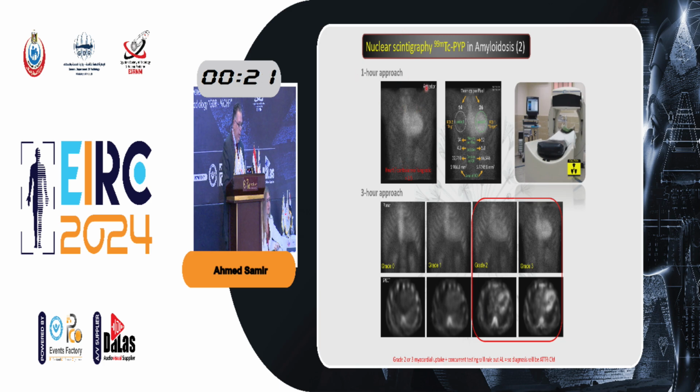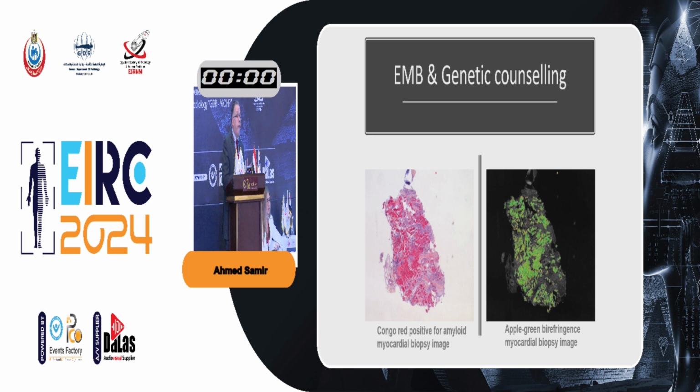You can see in this nuclear scan that the heart is having an uptake higher than the ribs, and after 3 hours we will have this characteristic grade 2 or grade 3 pattern of uptake, where the heart is uptaking the pyrophosphate, the technetium pyrophosphate, much higher than the adjacent ribs, which is characteristic for the TTR type. Then, if we have the possibility of going for a biopsy, you can go for a genetic biopsy, which is rather difficult in Egypt.